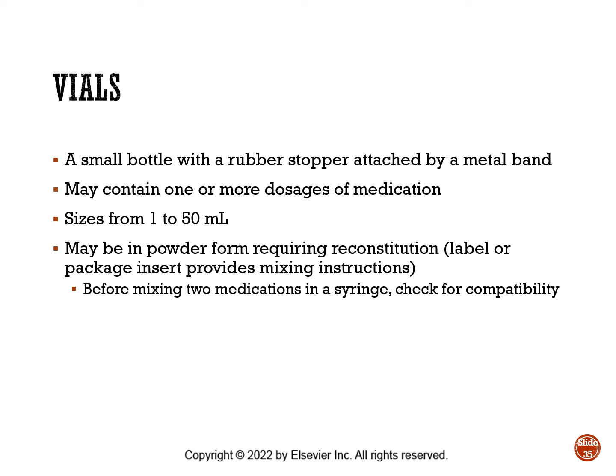A vial is a small bottle with a rubber stopper attached with a metal band. A vial can contain one or more doses of a medication. The desired amount of medication is removed by inserting a sterile needleless device or the needle of a syringe through a rubber stopper into the liquid, with the vial inverted, drawing up the solution. Do not put a medication vial into your pocket and discard any vials that might have been contaminated.